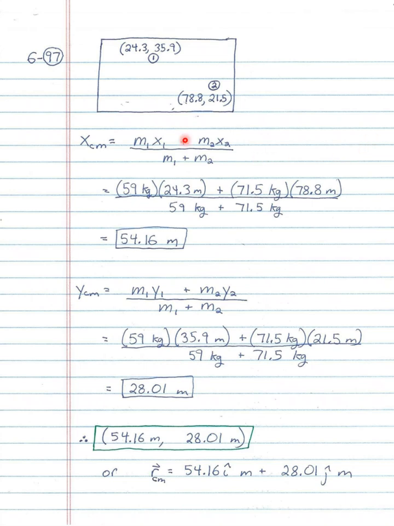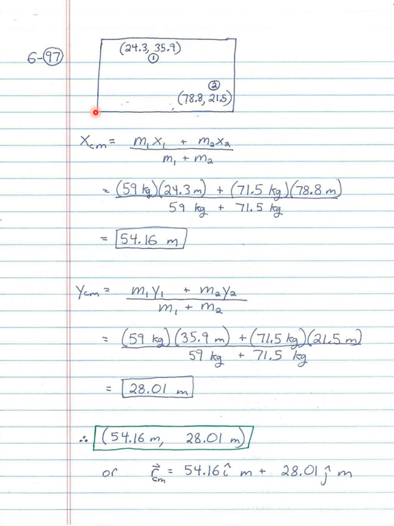Without doing any math, we can just look and say, well, it's going to be somewhere between these. It's going to be somewhere on the line between the two of them. And it's going to be closer to the more massive player, the 71.5 kilogram player. So it's going to be, I guess, something about right where my pointer is. All right, so we're going to use the center of mass equation both in the x direction and the y direction. Here I've drawn a picture where the origin is where my pointer is.